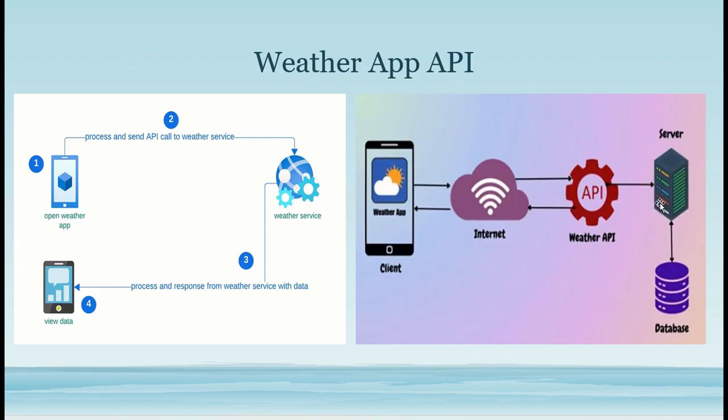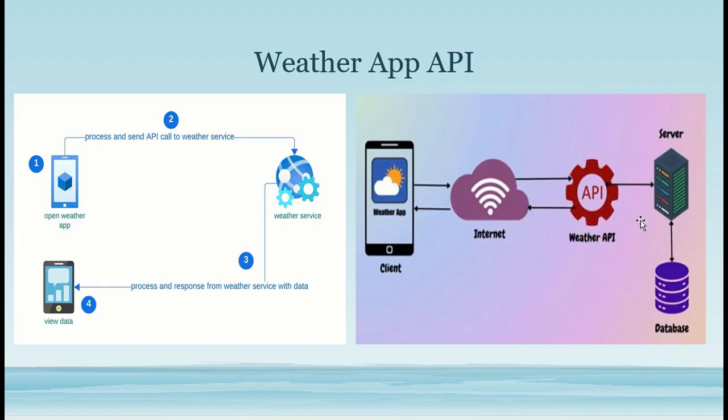In step 4 we have the server. The server processes the request. The server is the brain, and it decides what data is needed. In step 5 we have the database, and the server gets data from the database. The database stores weather information, for example temperature or forecast.